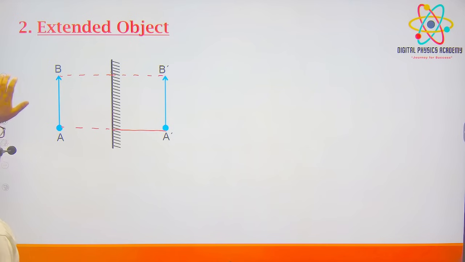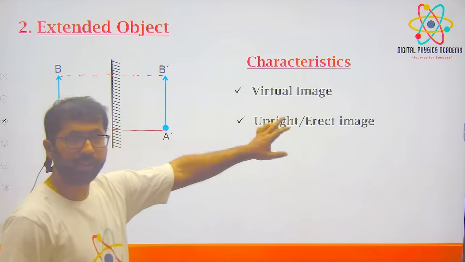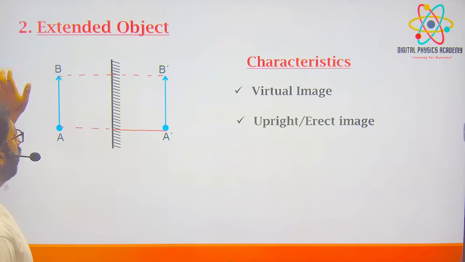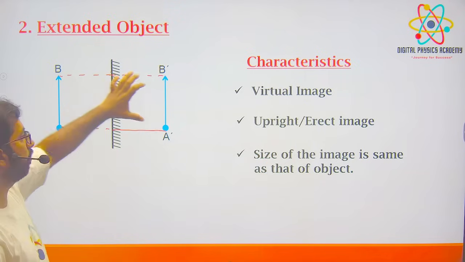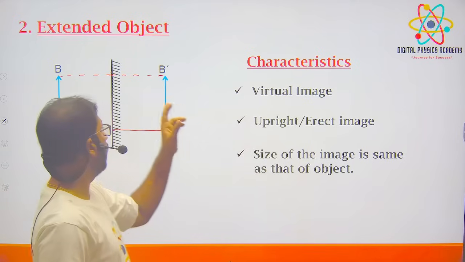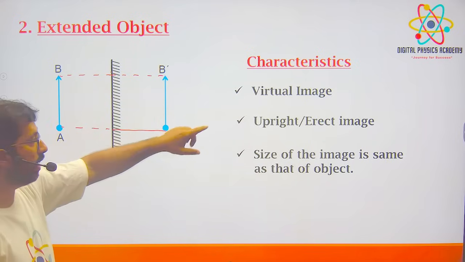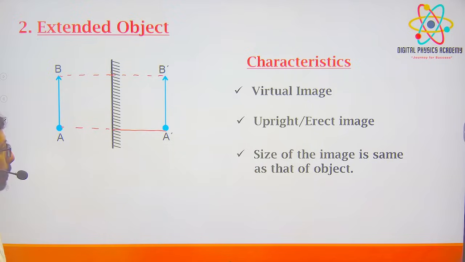So what are the characteristics from this? We know virtual image and upright or erect image. देखो erect image is formed, and दूसरा size of the image is same that of object. The size is same. So plane mirror का characteristics है. Okay, the size is same, and virtual and erect and virtual and upright image, right? Copy down.